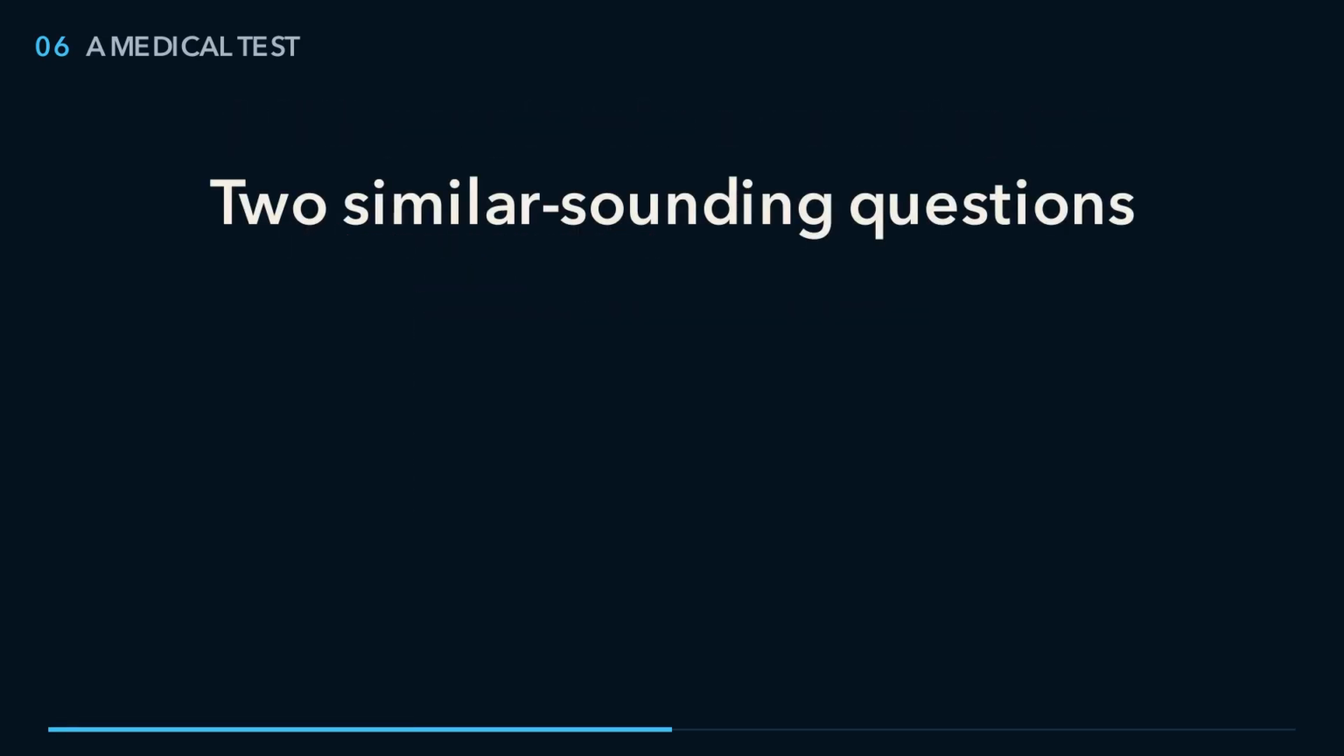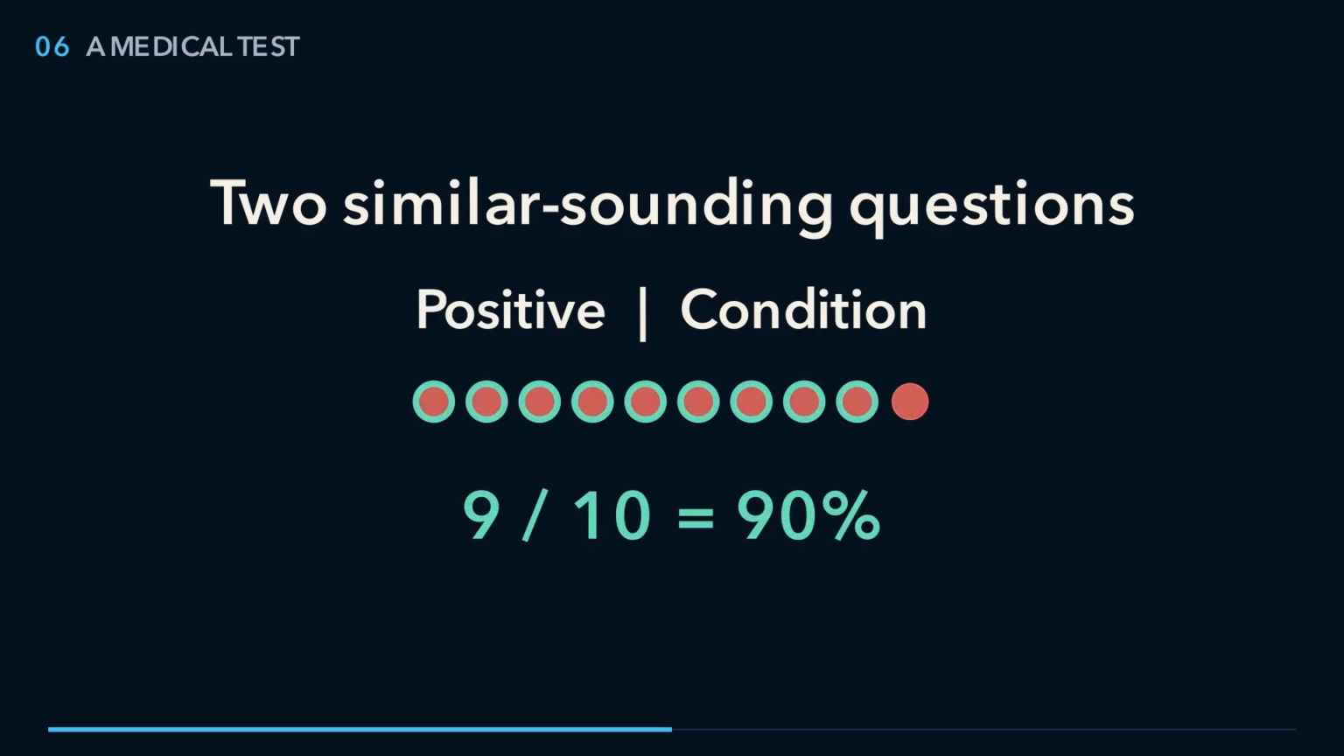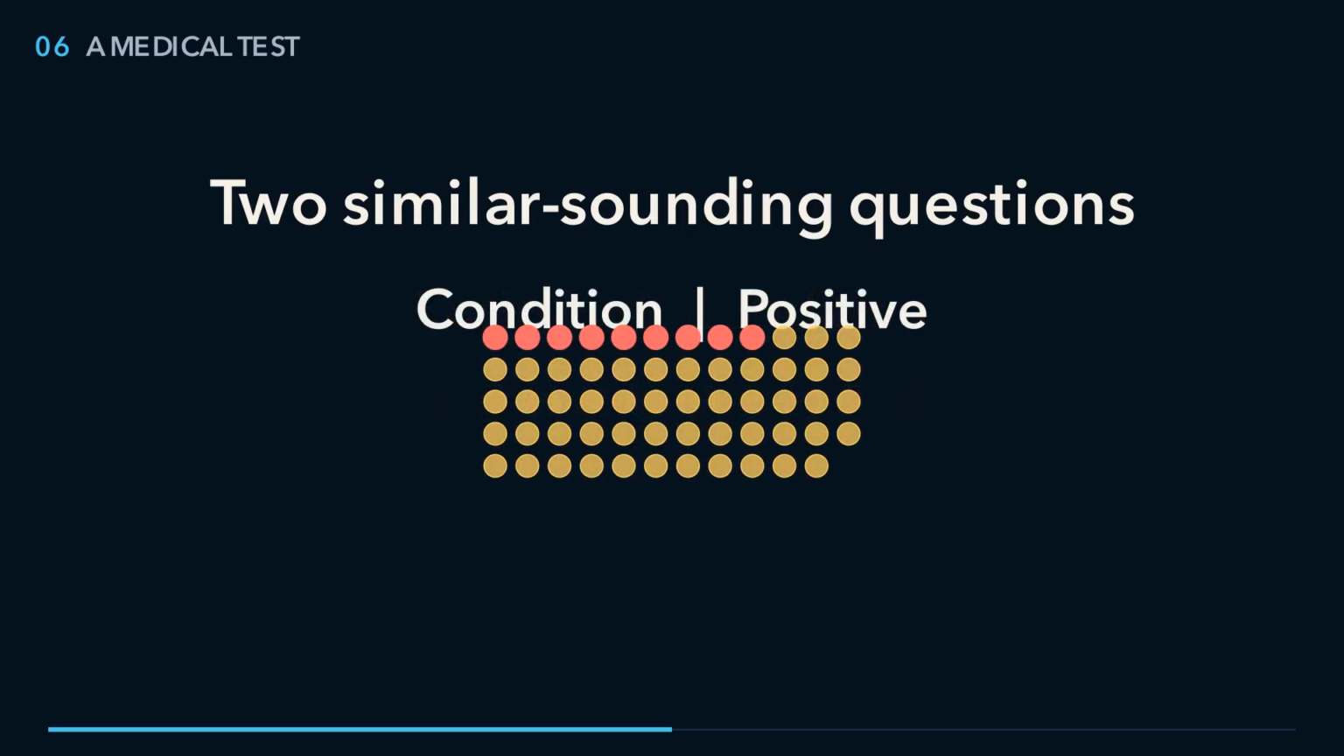Now compare two questions. First, what is the chance of a positive test given the condition? We filter to the 10 people with the condition, then see 9 positives. That is 90%. Second, what is the chance of the condition given a positive test?